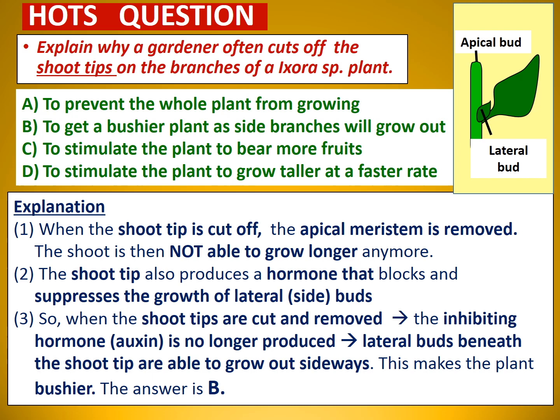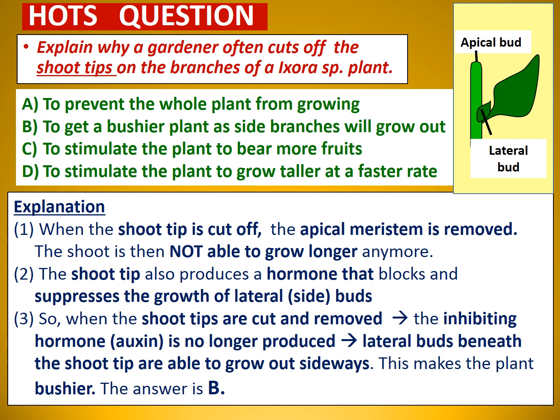Secondly, the shoot tip also produces a hormone that blocks and suppresses the growth of the lateral buds when it is present. Take a look at the picture above. You will see an apical bud which is at the shoot tip, which contains the apical meristem. Now, as long as the apical bud is there or the shoot tip is there, it produces a hormone that blocks the lateral bud below it from growing.